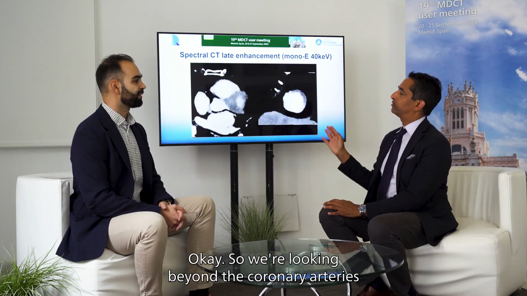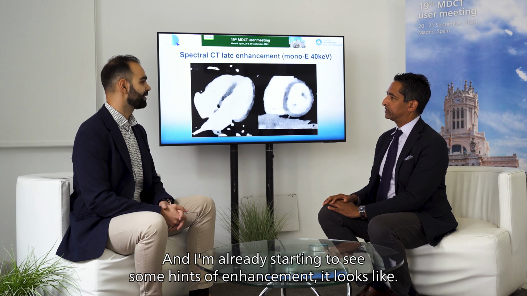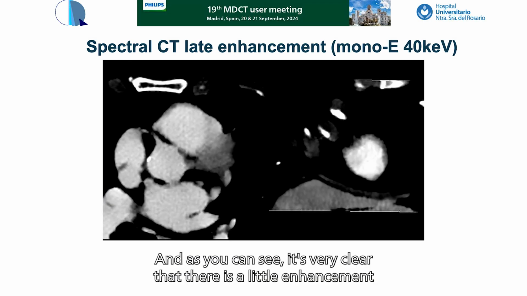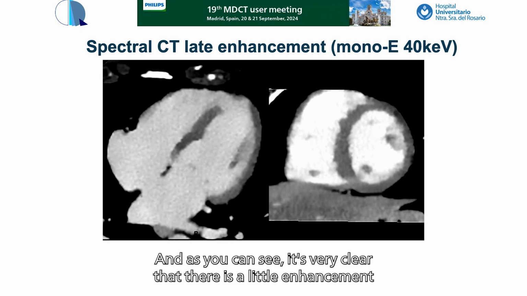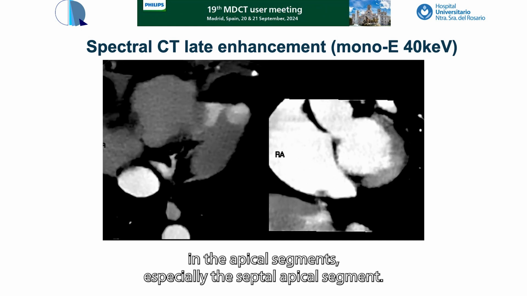Okay, so we're looking beyond the coronary arteries and we're actually looking at the myocardium here. Exactly. I'm already starting to see some hints of enhancement, it looks like. Exactly. This is a step further than the coronary CTA, and as you can see, it's very clear that there is late enhancement in the apical segments, especially the septal apical segment.